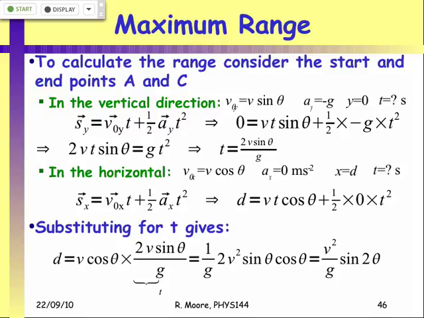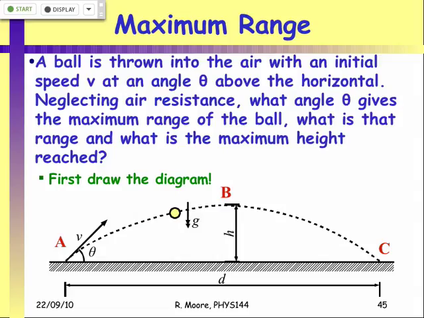Now, in the horizontal direction, we have exactly the same quantities. We know the initial component of the velocity, that's v cosine theta. Remember, it's the adjacent to the angle, so it's cosine theta. We have the x component of acceleration is 0, no acceleration in the horizontal direction. Our displacement in x, if we go back to the diagram, we said that the range is a distance d here. So that's our displacement in x. We start here, we end up here.